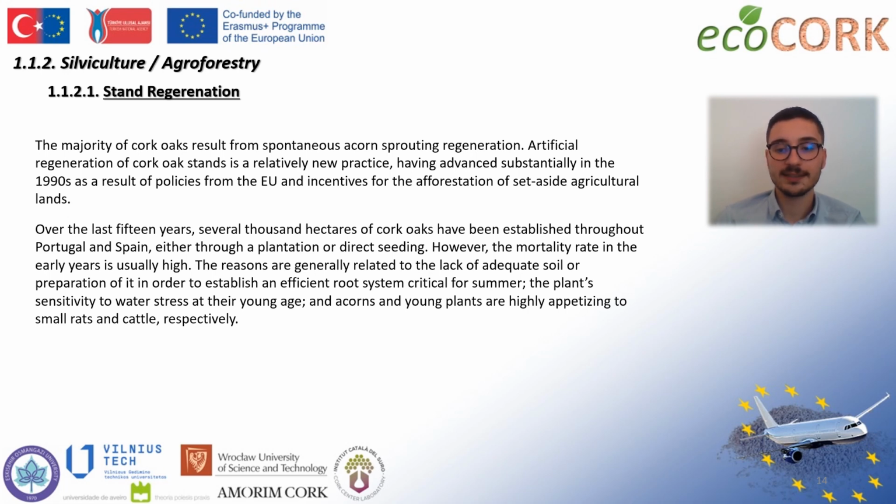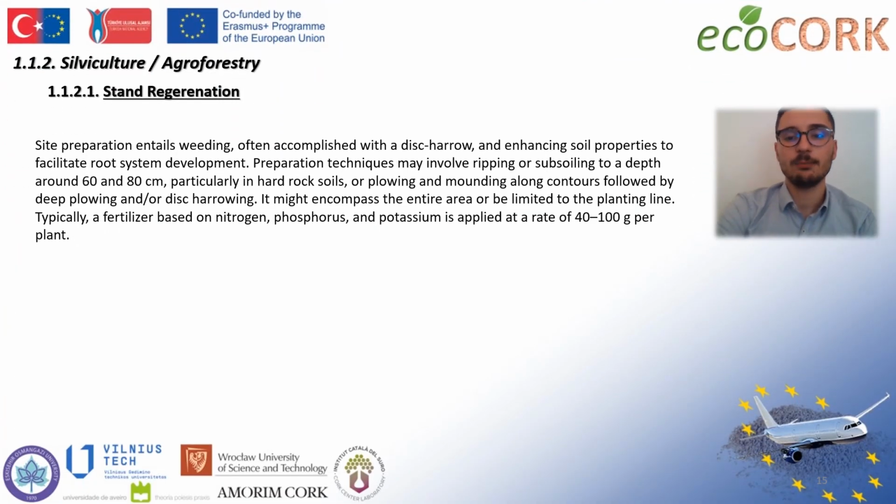Most of the time, it's because the soil isn't good enough or hasn't been prepared to grow a strong root system in time for the summer. Or the young plants are sensitive to water stress, and small rats and cattle love eating acorns and young plants. Site preparation includes getting rid of weeds, which is often done with a disc harrow, and improving the soil so that roots can grow better.